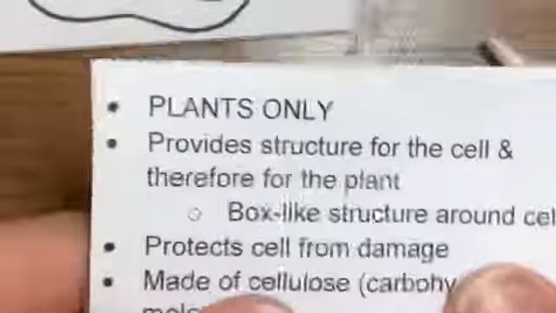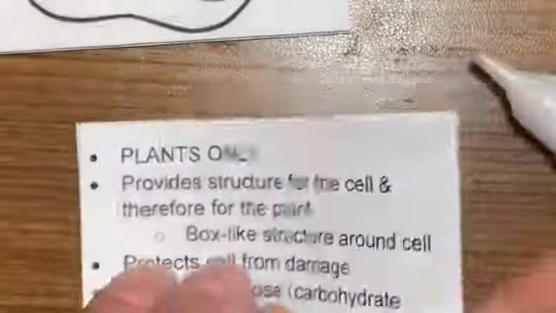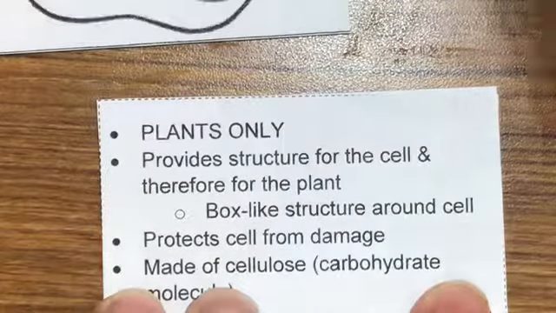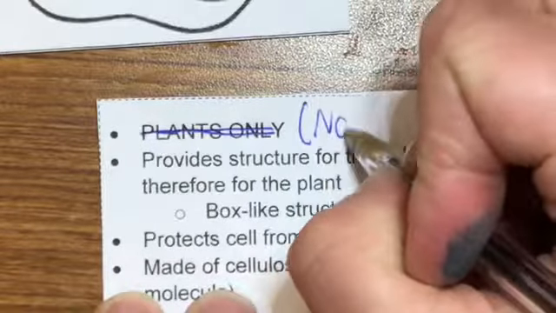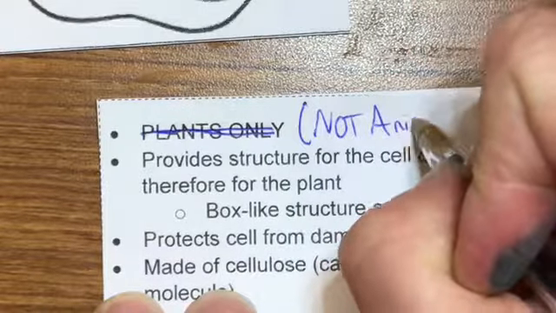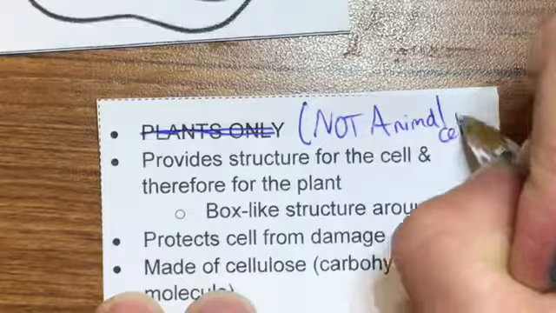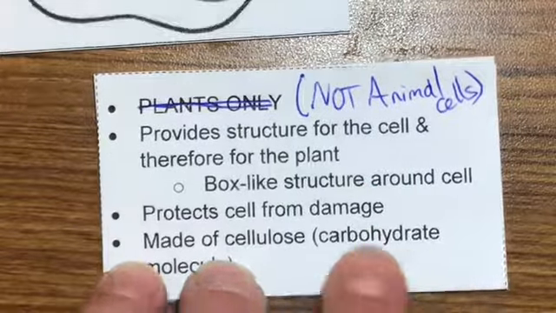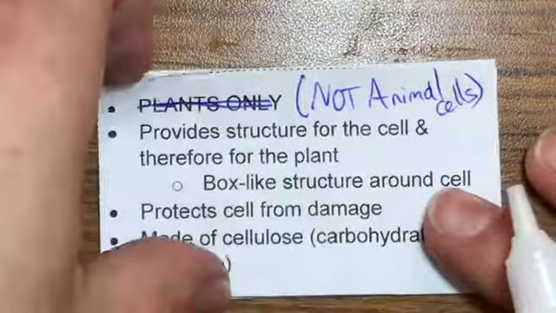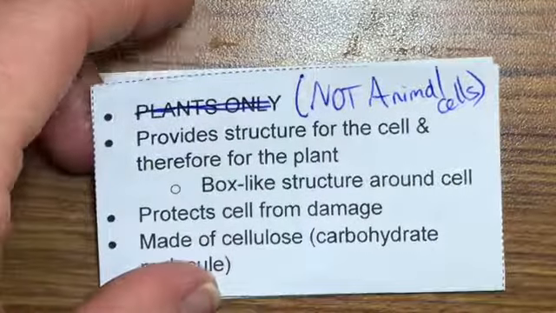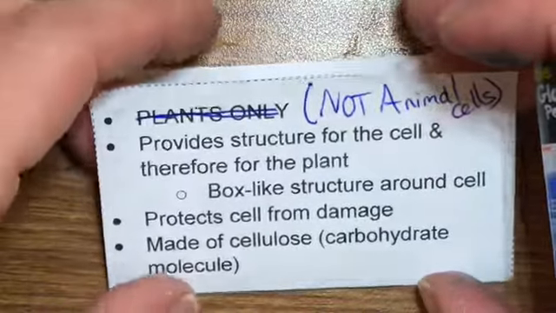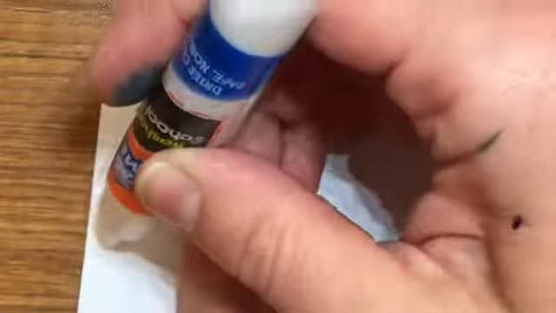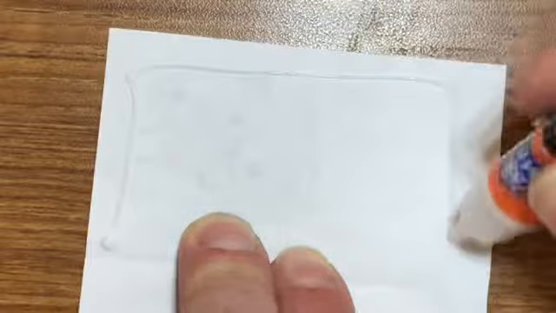Okay? So this one says plants only, provide structure for the cell. All right, so this is not just plants only. Just put in there not animal cells. So that one's incorrect there, not animal cells. Provide structure for the cell and therefore for the plant, is a box-like structure around the cell. Protects cell from damage, made of cellulose, which is a carbohydrate molecule. That is the cell wall.